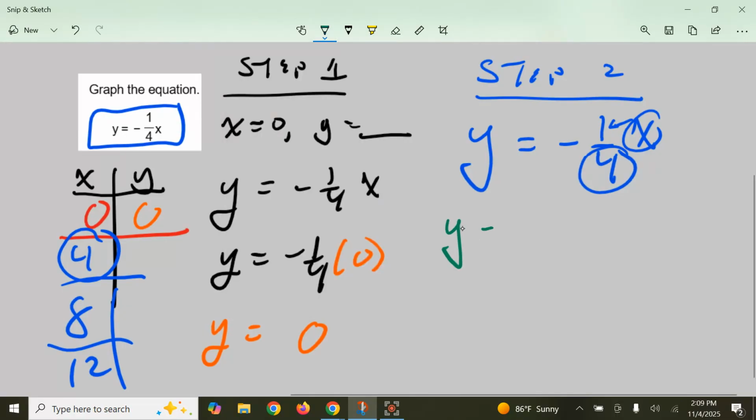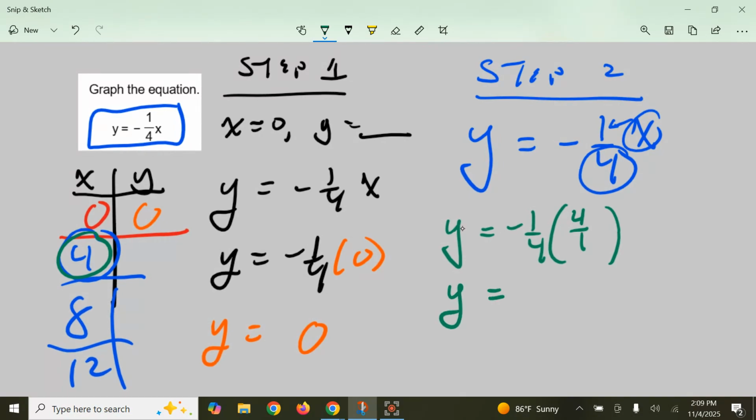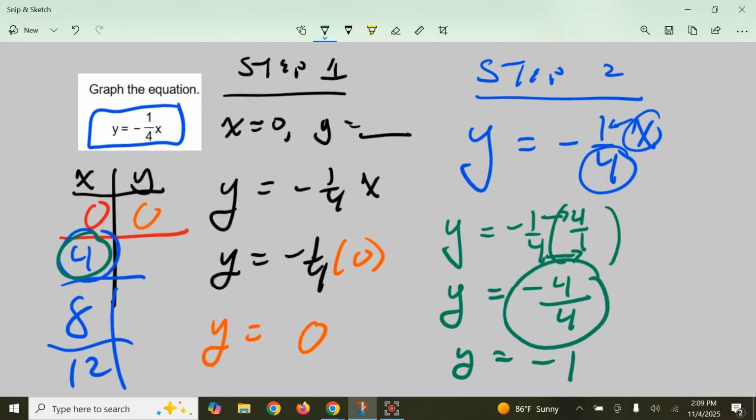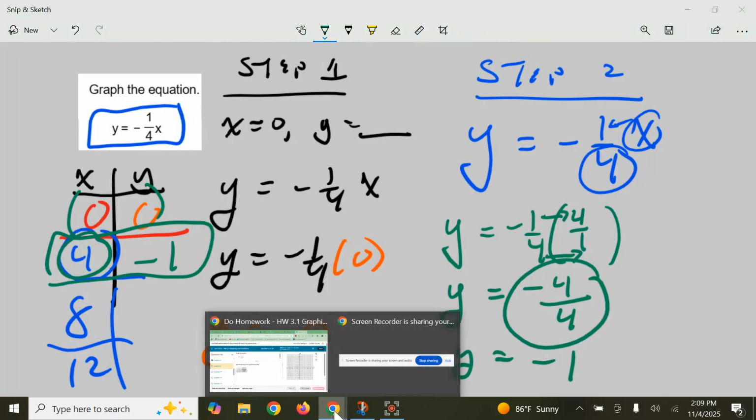We're going to write y equals negative 1/4. Now, since I'm going to pick the number 4, y'all, I'm going to write that 4 as 4/1. We're going to go straight across. Negative 1 times 4, negative 4. 4 times 1, positive 4. A negative 4 divided by a positive 4 is, boom, a negative 1. Okay, so look, y'all, we got 2 points. The first one is (0, 0). The second one is (4, negative 1).